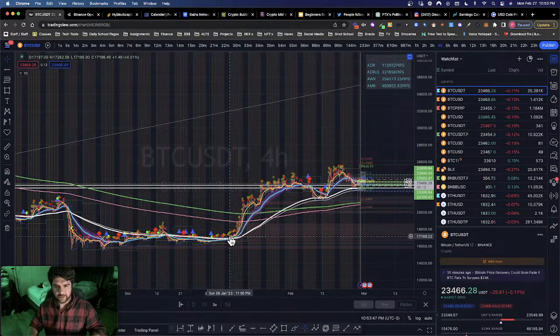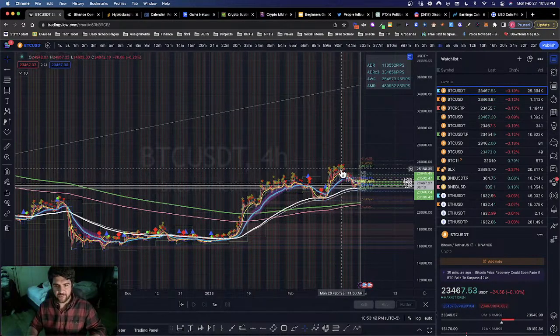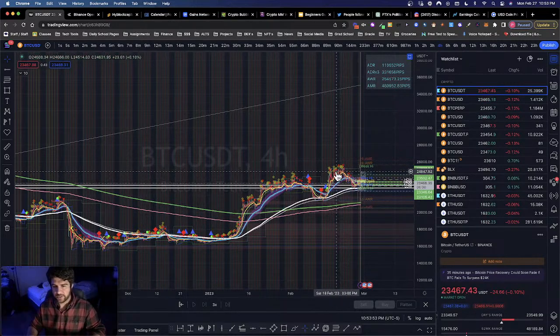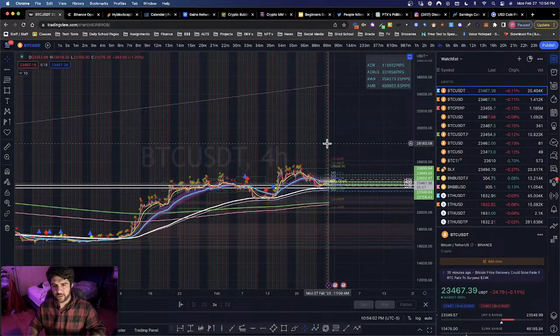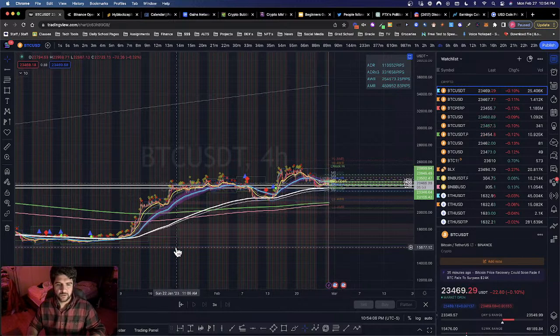People that went long down here, if they haven't paid themselves, they should have paid themselves by now, right? But the market makers know how much they have. If they paid themselves, bring it up, because that's where everyone's thinking short at the moment.